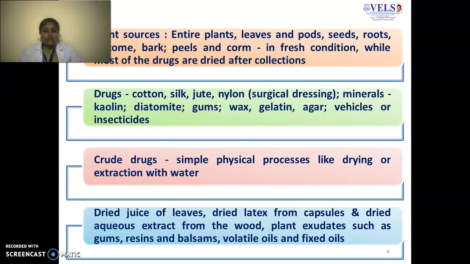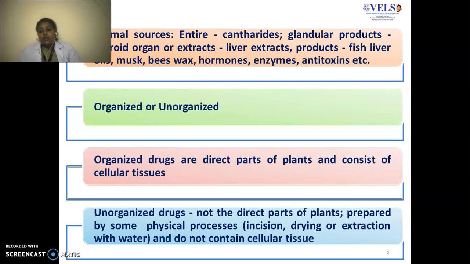Not only these, crude drugs are also obtained by an indirect method. To mention a few: cotton, silk, jute, nylon, which play a specific role in surgical dressings, and also minerals like kaolin and diatomite, which find use as pharmaceutical aids, as well as the dried juices obtained from leaves, the latex obtained from capsules, dried aqueous extracts obtained from the woody region, and some exudates like gums, volatile oils, fixed oils, resins, balsam, etc. All of these come under the classification of crude drugs.